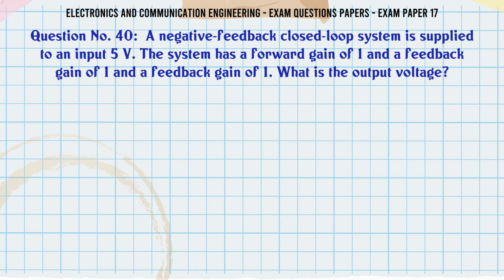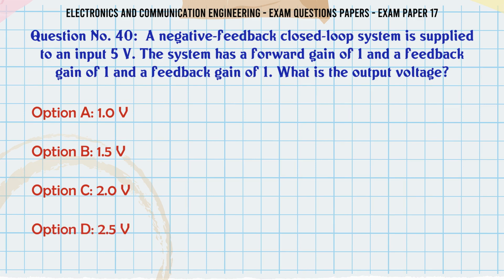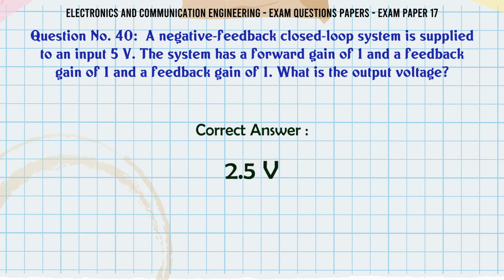A negative feedback closed-loop system is supplied with an input of 5V. The system has a forward gain of 1 and a feedback gain of 1. What is the output voltage? A. 1.0V, B. 1.5V, C. 2.0V, D. 2.5V. The correct answer is 2.5V.